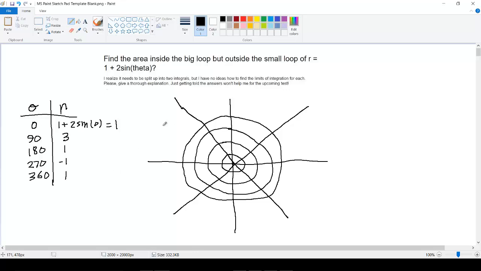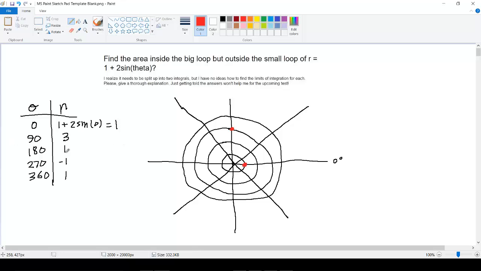So I'll start by plotting those points. This is a polar graph, so we look at our angle. This is theta 0 degrees right there. At 0, r is equal to 1, so that means we're right here. I'm going to use a different color so it will show up a bit better. There we go, that's our first point. At 90 degrees, theta equals 90, then r equals 3. So at 90 degrees, we have 1, 2, 3.